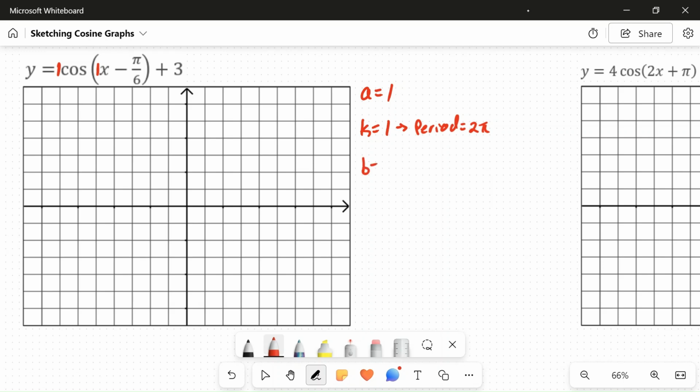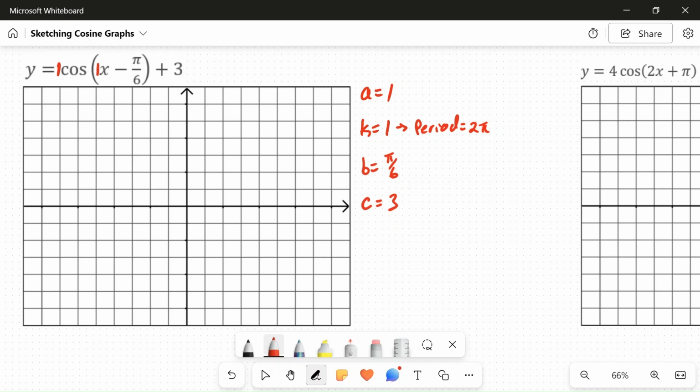My b value, so I have x minus pi over 6, so b is pi over 6 units, and that's to the right because it's a positive pi over 6. And then the c value is 3. It's a positive 3, so it's 3 units up. Okay, so let's put this in here.